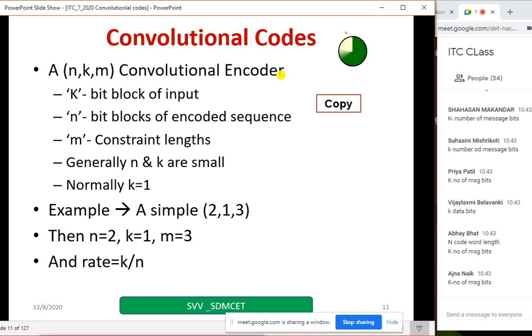N and K are the same as what we discussed in linear block codes and cyclic codes. In convolutional code also it is the same, N, K. Only one extra is there, that is M. M is the constraint length. Just remember the word. With an example, we are going to discuss what the constraint length is.